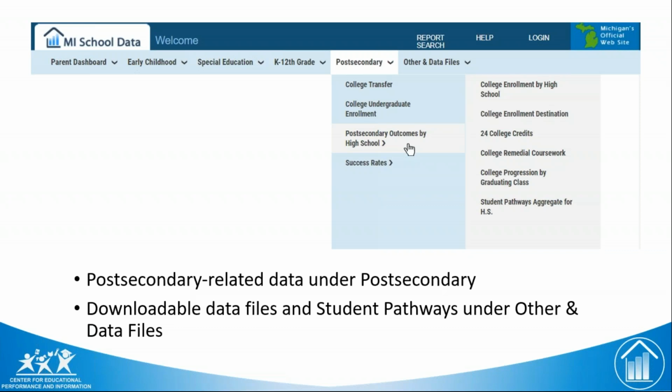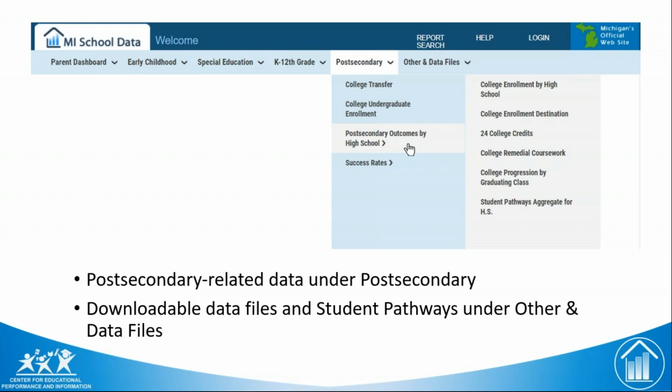Part of that redesign is the layout of the website itself. If you remember, in the past all of the links used to be on the left-hand side, and now they're all located at the top. For the post-secondary reports, you're going to go to the second to last link at the top, and that's where you're going to find all of your reports, either by post-secondary outcomes by high school or the other ones that are by college.